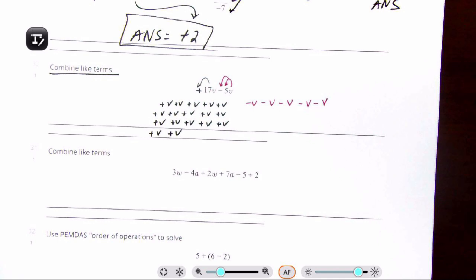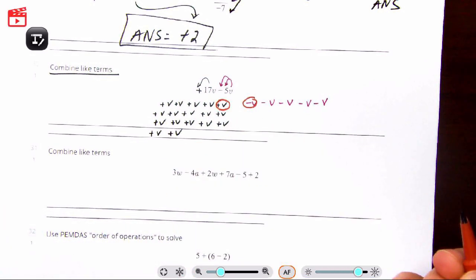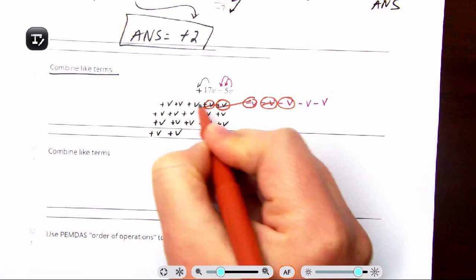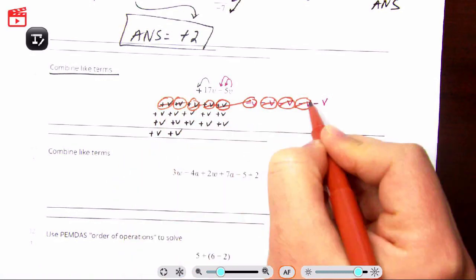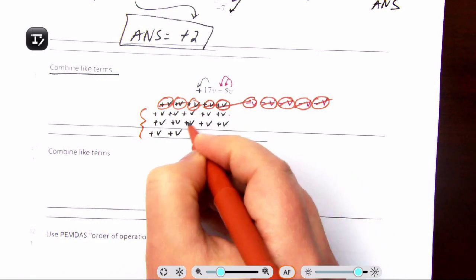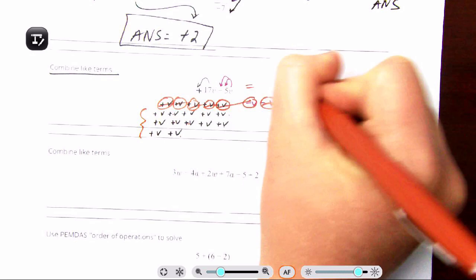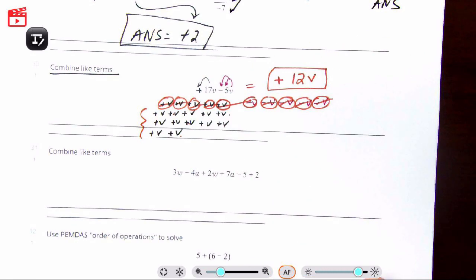Okay, so then we're going to do, not like terms, combining, what are we doing? Zero pairs. Here's 1 zero pair, 2 zero pairs, 3 zero pairs, 4 zero pairs, 5 zero pairs. So what am I left over with? 1, 2, 3, 4, 5, 6, 7, 8, 9, 10, 11, 12. So I am left with 12 v's that are positive, and that is your answer. You are combining like terms.